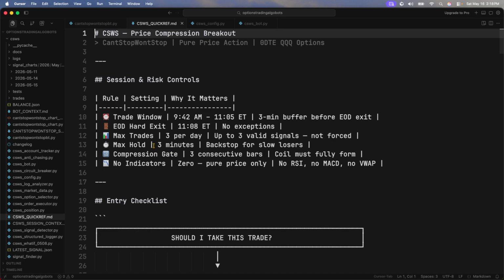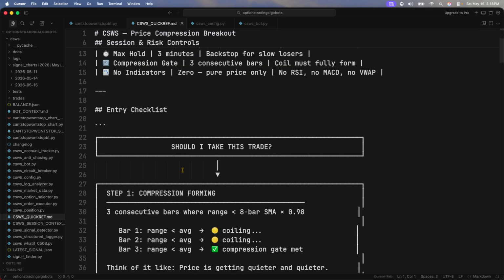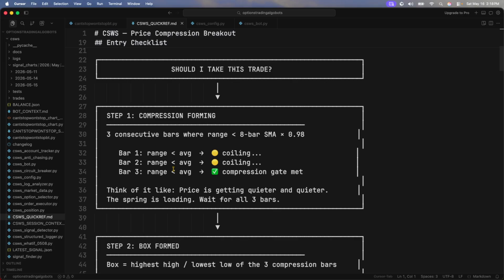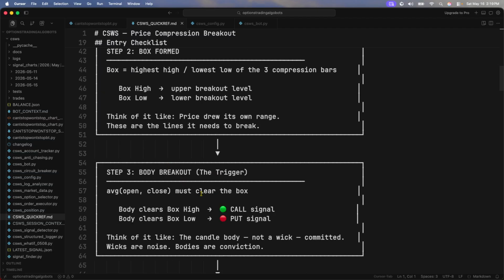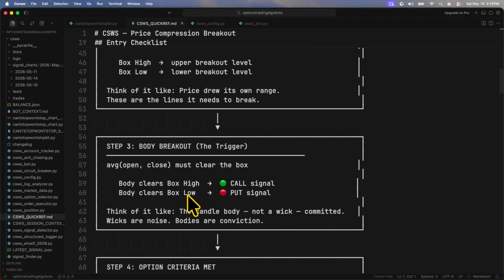Maximum hold time, we're looking at 3 minutes, and we already talked about how the signal works. Let's just go over this one more time, right? So a compression is forming. We have 3 consecutive bars where the range is less than the 8-bar simple moving average times 9.8, right? And then this is how it's going to look. Step 2 is the box that's formed. Step 3 is going to be the body breakout, right?